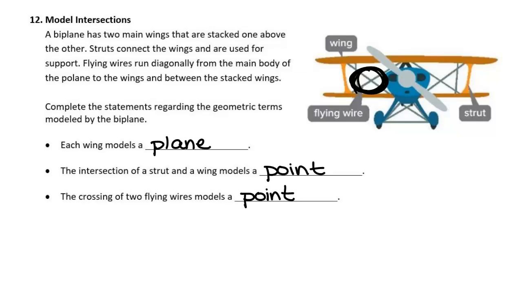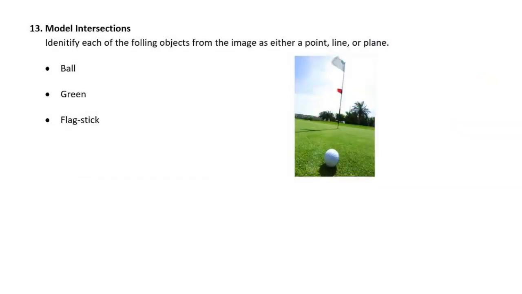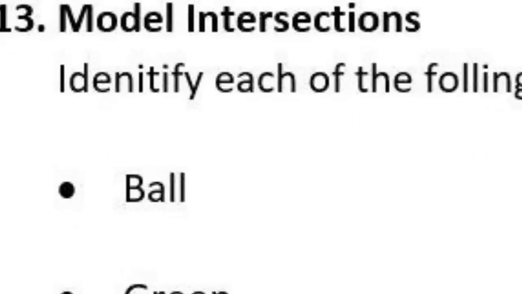All right, let's flip the page. Now we're going to look at a game of golf. The ball in a golf game would best represent a point, a line, or a plane? A point.